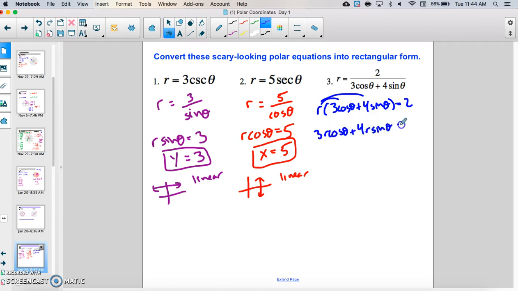So we have r cosine theta and r sine theta, and we know that r cosine theta is x, so I'm left with 3x, and r sine theta is y, equals 2. So we have changed all of the r's and thetas into x's and y's, and this also makes a straight line, so this would also be linear.